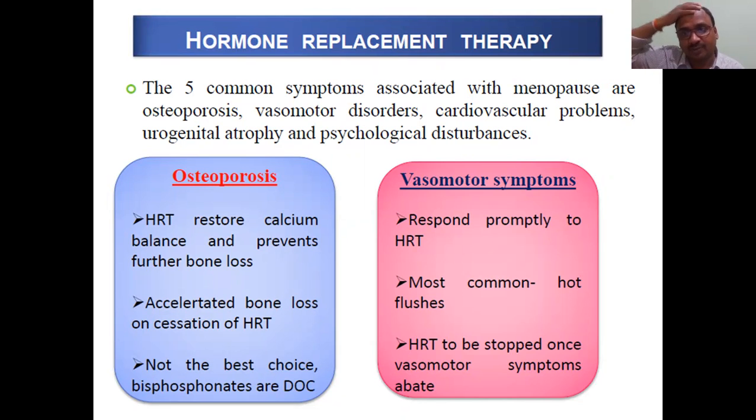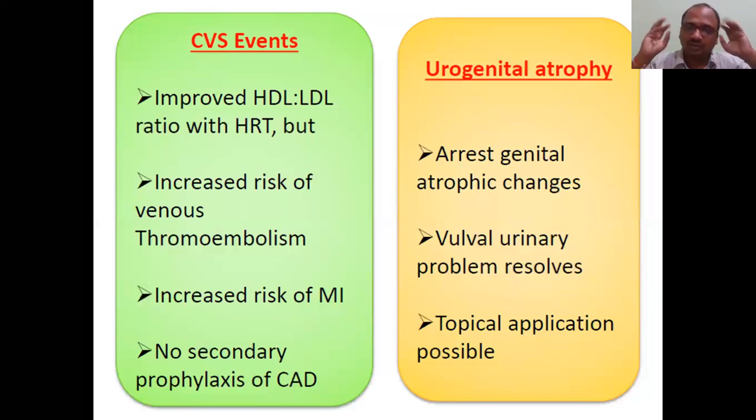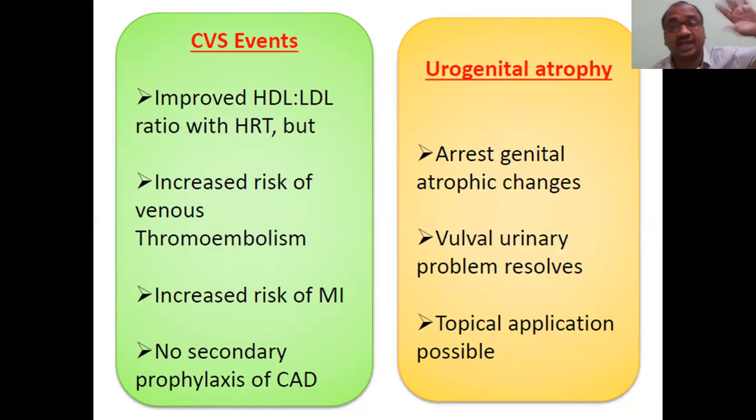Vasomotor symptoms from the brain. Some symptoms will come, serious problems will come in the female, so you have to treat with estrogen. With hormone replacement, it improves the HDL, which is good for the body, and the HDL to LDL ratio, but it increases the risk of thromboembolism and myocardial infarction. Like that, some problems will come. And urogenital atrophy, to arrest the atrophic genital changes.